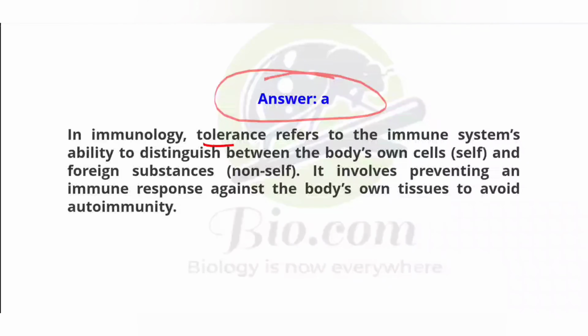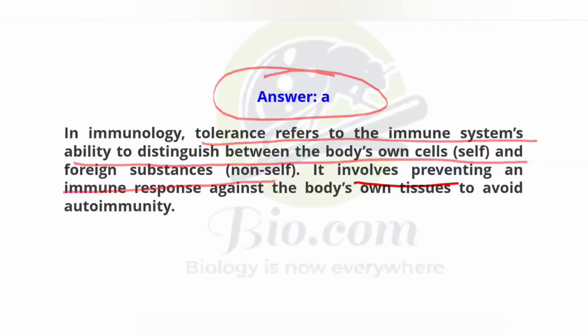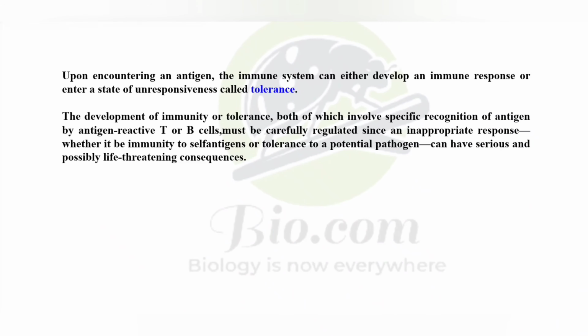In immunology, tolerance refers to the immune system's ability to distinguish between the body's own cells and foreign substances. Tolerance involves preventing the immune response. As I explained, our body is not able to recognize whether the antigen that came is self or non-self, and therefore it does not generate the immune response, and therefore there are some fatal consequences.